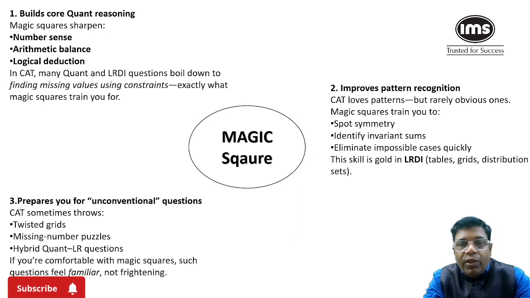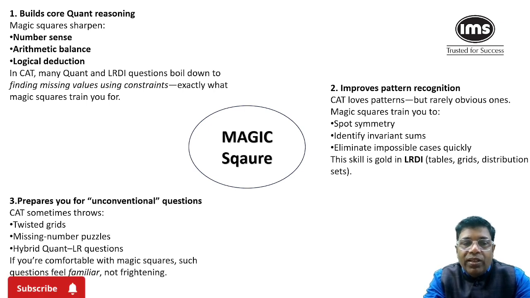So I think the biggest benefit of solving magic squares is that you develop number sense. You also develop logical deduction, how you can break the numbers, how you can put the right number at the right place. Second, as you all know, CAT is all about pattern identification. But CAT doesn't ask very conventional kinds of patterns. So I think solving magic squares helps you to understand symmetrical distribution and eliminate possibilities. So it helps you to build your pattern recognition skill. That is something I would say is golden as far as the LRDI section of CAT is concerned.